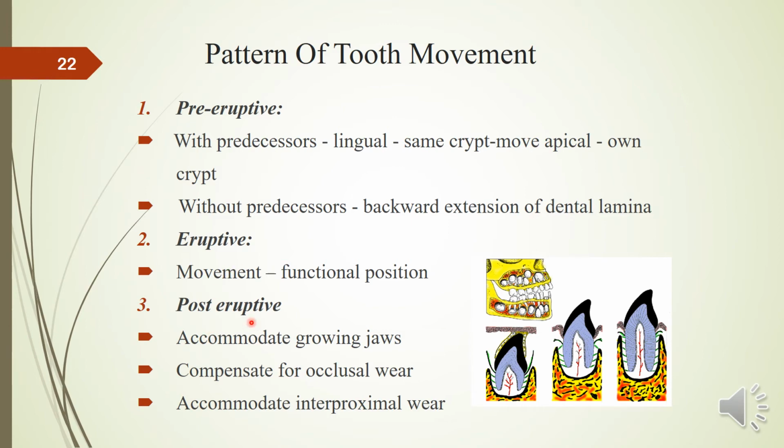During the post-eruptive stage, like I told you, the tooth tries to adjust to the growing jaws, and there is a compensation for occlusal wear and also a compensation for interproximal wear. This is very important because when a primary molar has mesial caries or distal caries, or let's say proximal caries, the adjacent tooth will move into the carious area if the tooth is fractured and not treated.